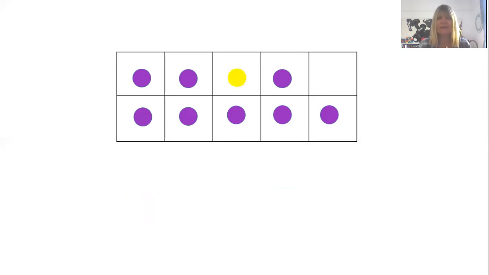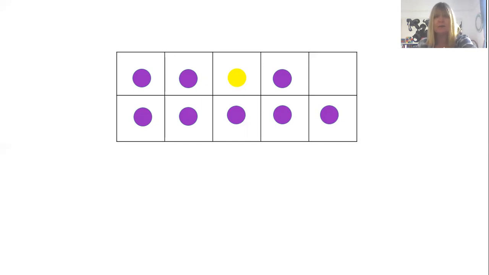Just going to have another look at that 10 frame. I've turned one of those purple dots from purple to yellow. Could you think what number square that yellow might be in? I'm going to start in the bottom left-hand corner and count along. Bottom row, bottom left-hand corner.